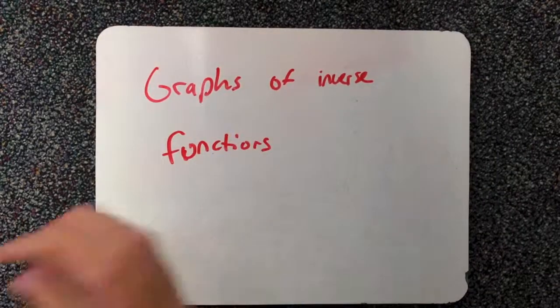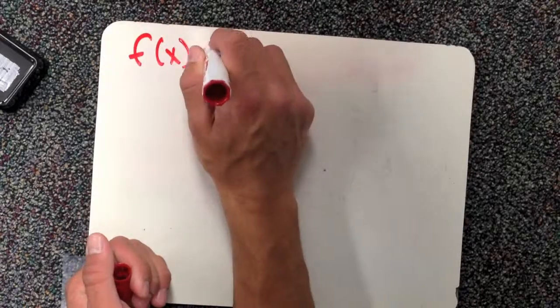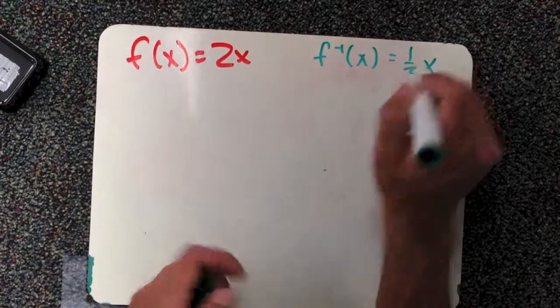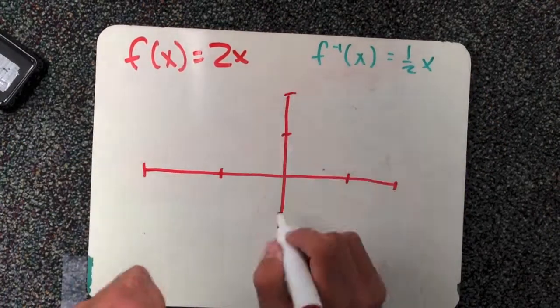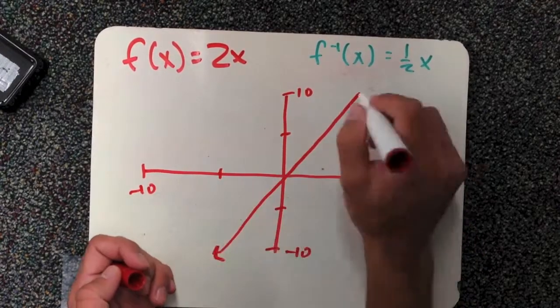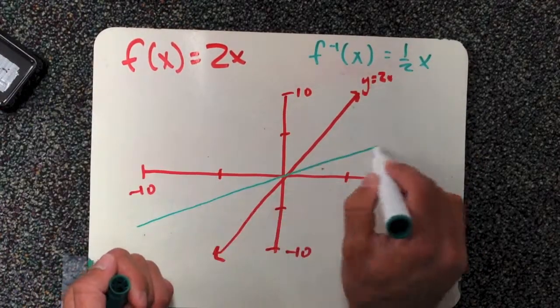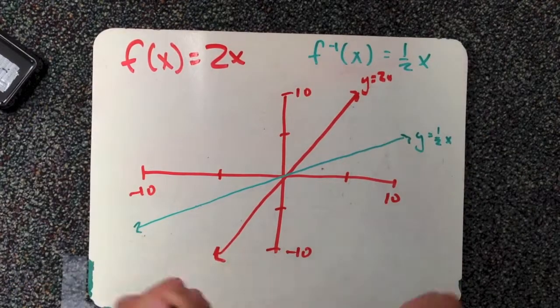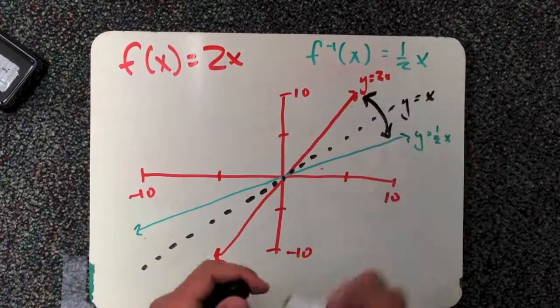Graphs of inverse functions. So let's say we have f of x equals 2x, so the inverse of f of x would equal 1 half x. Graphing these two functions, we have y equals 2x in red and y equals 1 half x in green. Notice these two lines are reflections over the line y equals x.